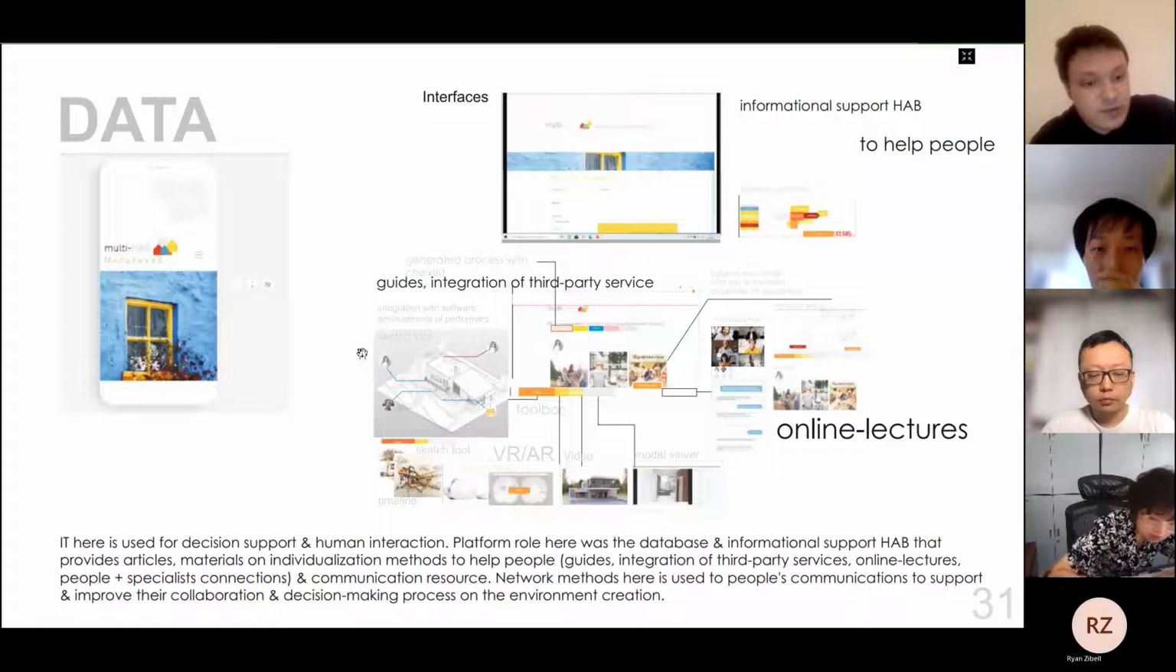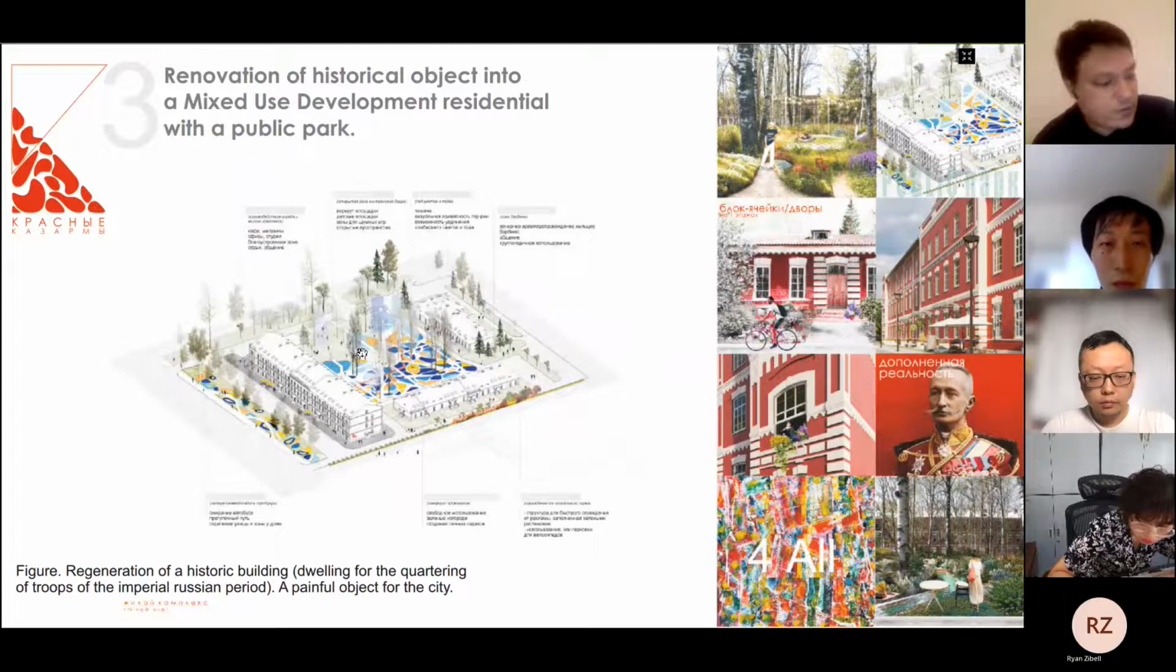IT is used here for decision support and human interaction. The platform's role was a database and informational support hub, helping people with guides, interactions, and third-party services to individualize their environment.